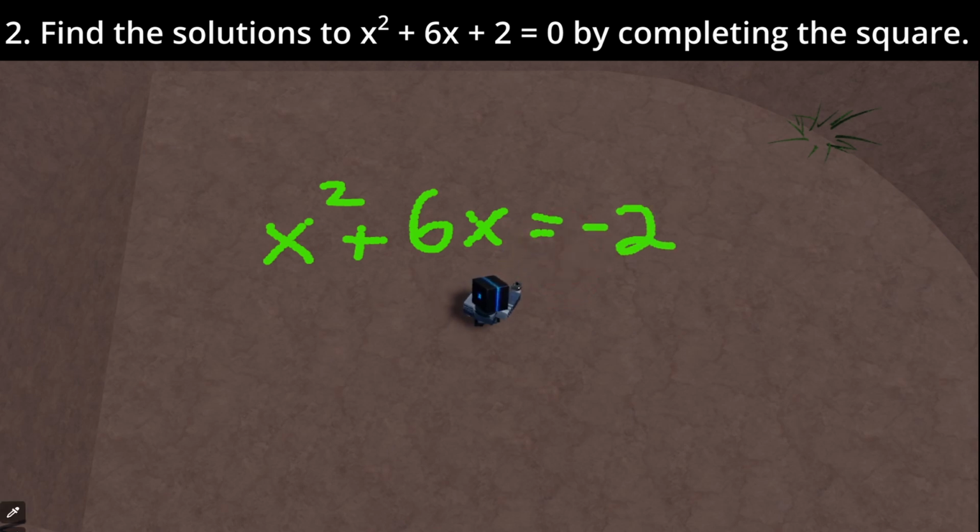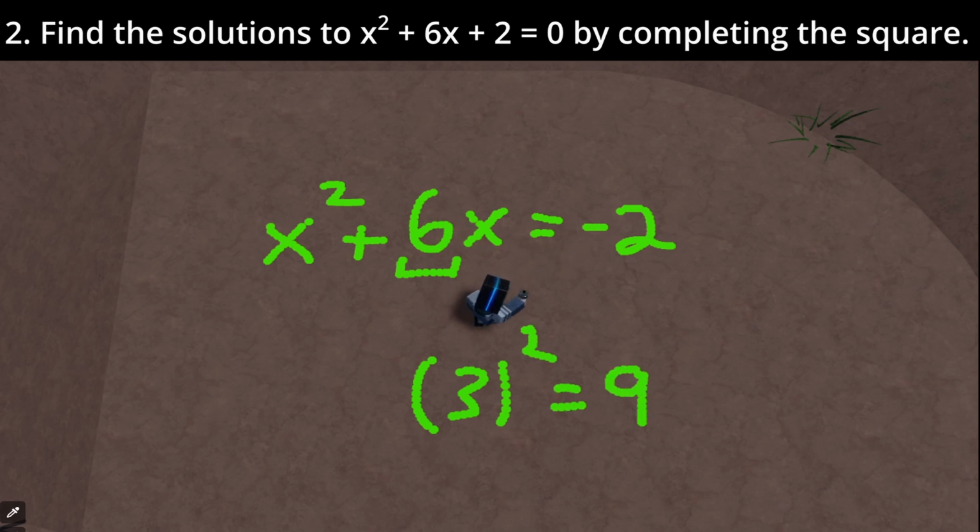Now let's complete the square. So to complete the square, take the coefficient on the x term. That's just 6 in this case. And then do the two steps. 6 divided by 2 is 3, because you always divide by 2 first, and then you have to square the number you get right afterwards. 3 squared is just equal to 9.